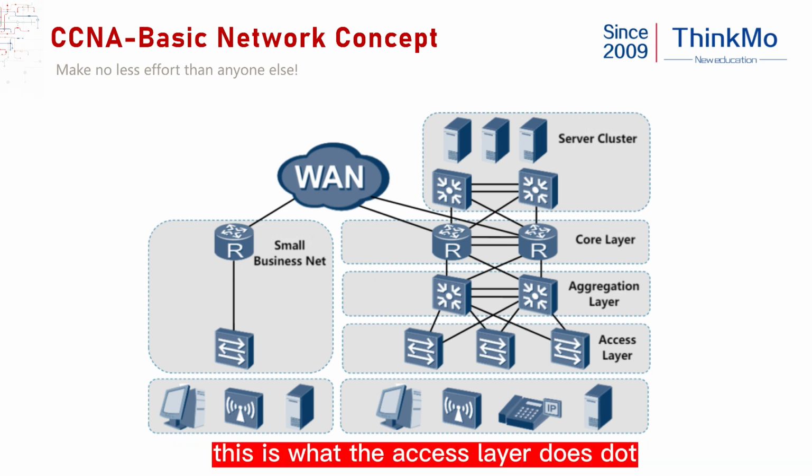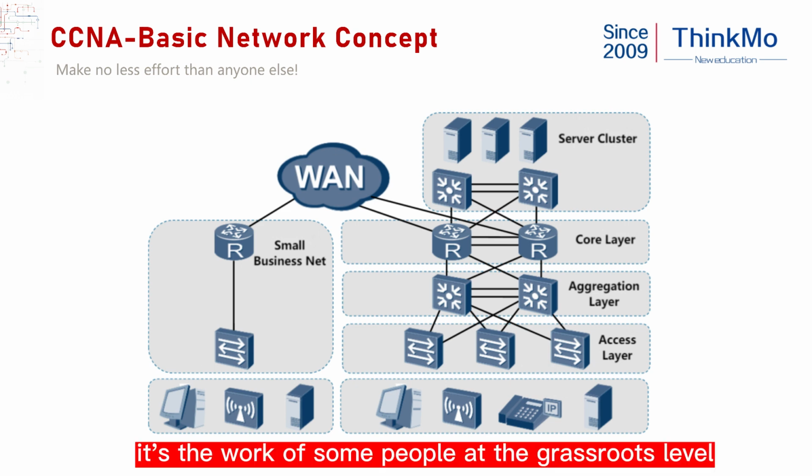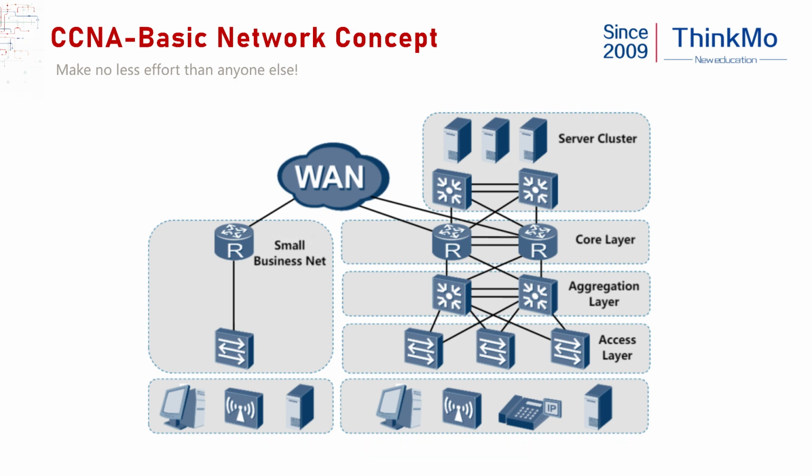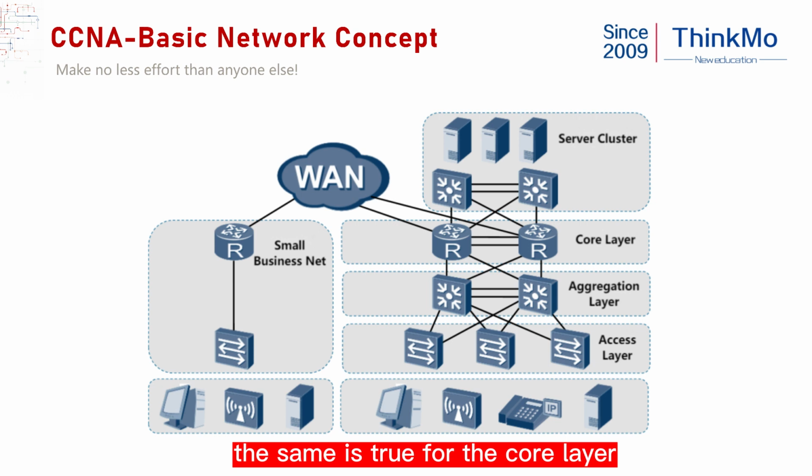That is what the access layer does. It's the work of people at the grassroots level. The middle layer of the company is like the aggregation layer, managing company affairs. The high level focuses on making decisions every day. The same is true for the core layer.